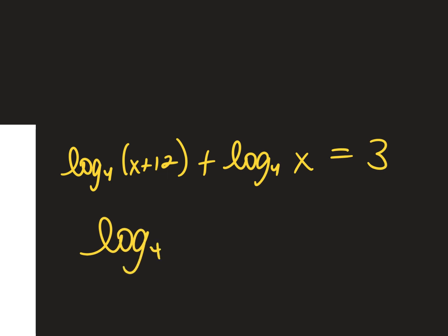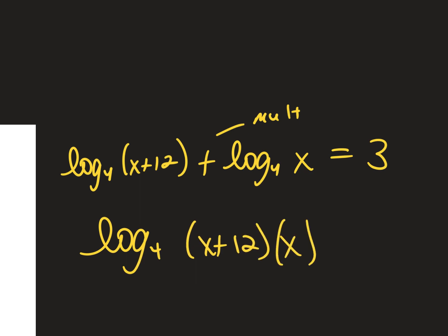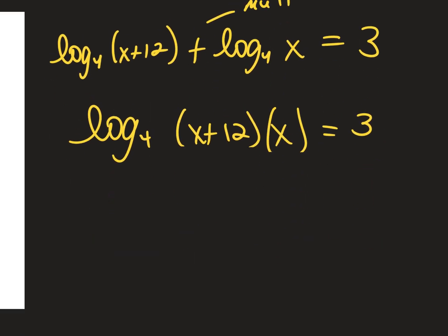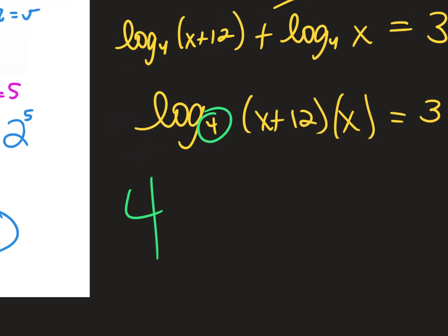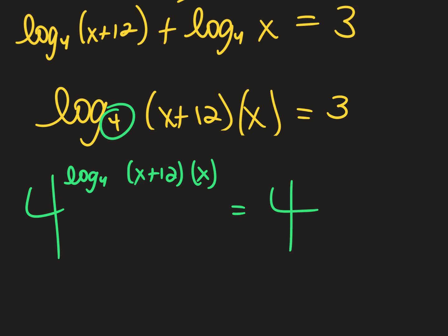I'm going to rewrite it as log 4. This is going to become multiplication. If it was subtraction, it would become division. So I have x plus 12 times x equals 3. Perfect. So I have a logarithmic equation. What is the opposite of logarithmic? Exponential. What is my big base going to be if I have log base 4? It's going to be a big 4. So I'm going to write a ginormous 4. And then everything goes in the exponent. X plus 12 times x. And then over here I'm going to write a ginormous 4. And what goes in the exponent? 3.